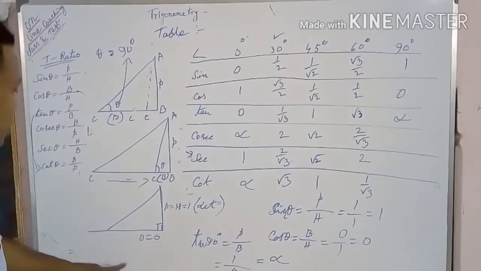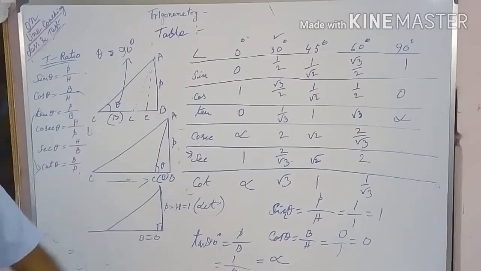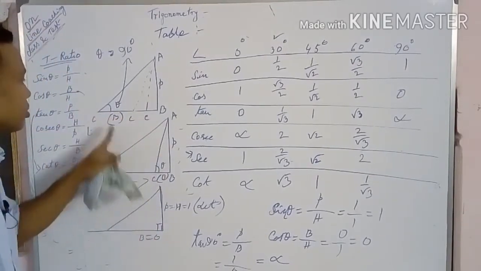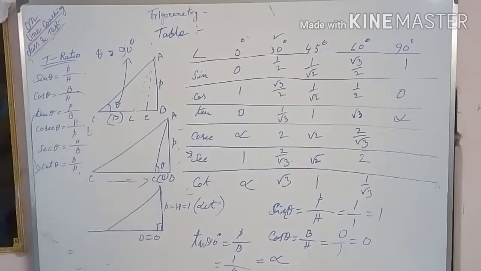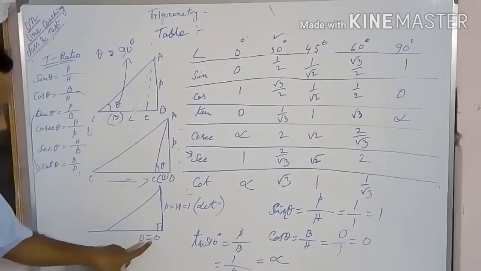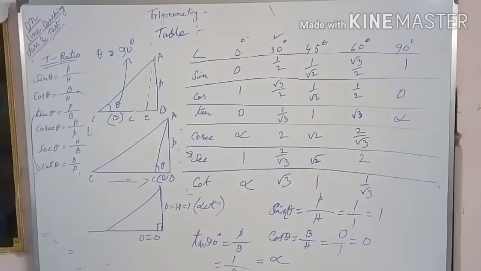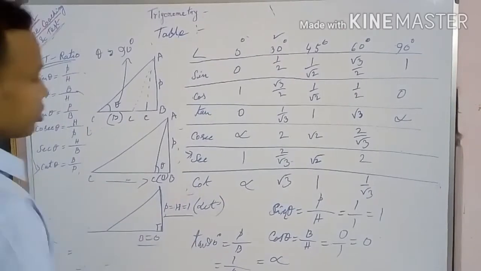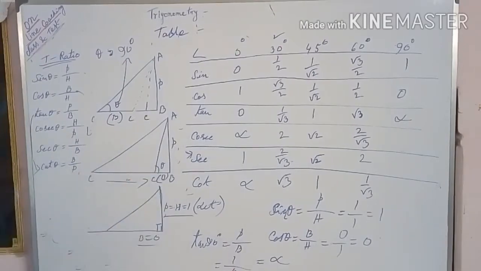So, sin 90 degree is equal to what? 1. How will you get this? Angle C will be gradually increasing, and when C coincides with B, then angle C will be 90 degree. In that case, base will be 0, and perpendicular and hypotenuse are equal to 1. Then put the values of perpendicular, base and hypotenuse in the formulas: sin theta is equal to perpendicular by hypotenuse, cos theta is equal to base by hypotenuse. You will get the result.